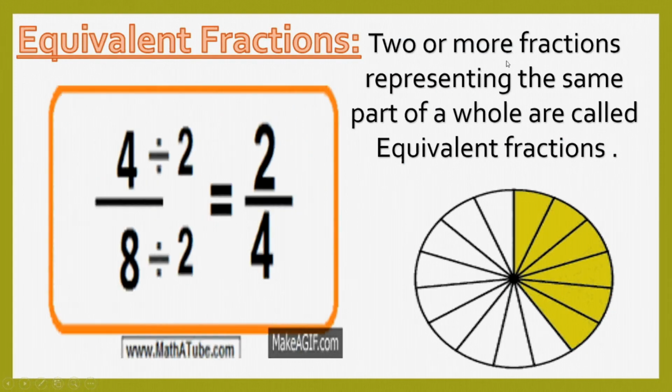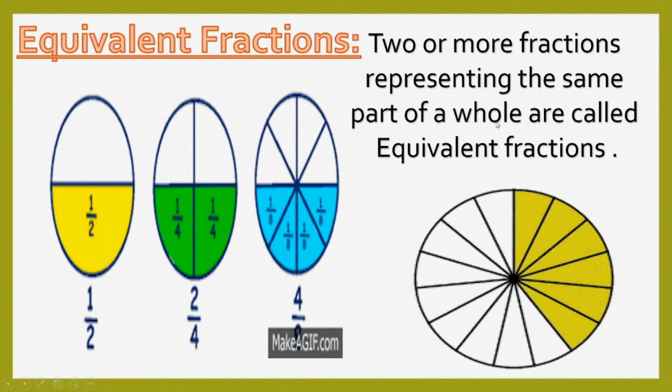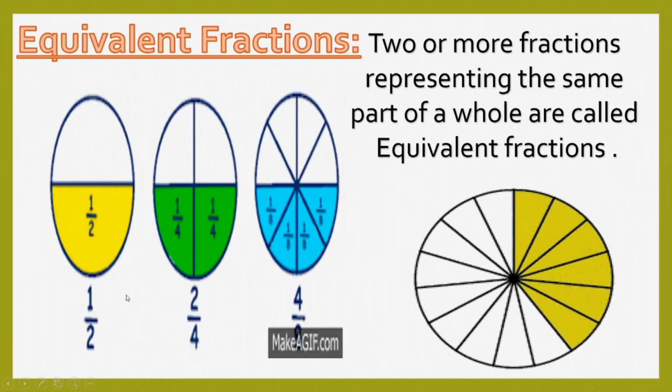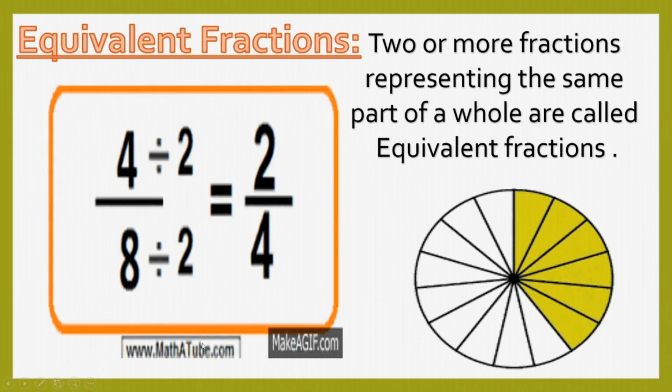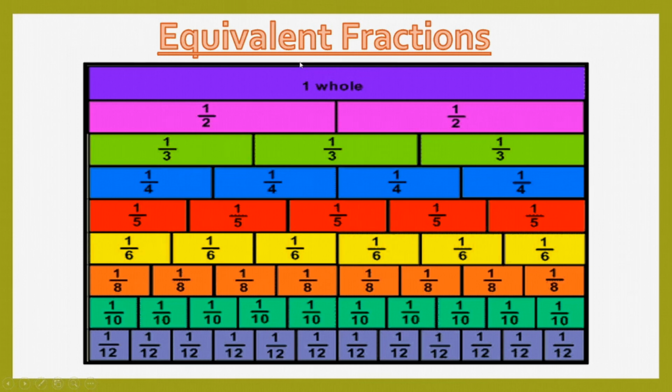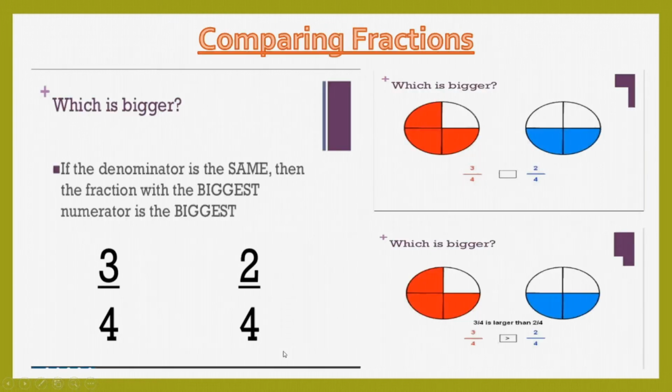Equivalent fractions. Two or more fractions representing the same part of a whole are called equivalent fractions. Here, we can see the same fraction, half, can be written as 1 by 2 or 2 by 4 or 4 by 8. Similarly, in this example also. Equivalent fractions. The same whole can be written as 2 halves, 3 thirds, 4 fourths, 5 fifths, 6 sixths, 8 eighths, 10 tenths, or 12 twelfths.